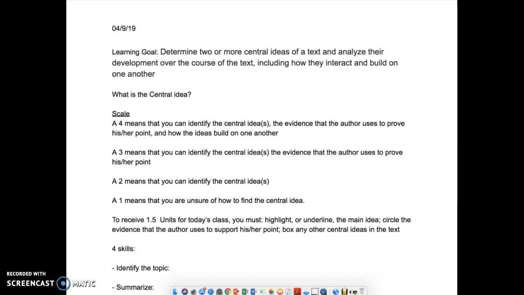Hello and welcome to this April 9th, Tuesday Newsday. Our learning goal should look the same as it has for many weeks. I'm happy to be back after a spring break for my favorite day of the week. Learning goal is to determine two or more central ideas of a text and analyze their development over the course of that text, including how they interact and build on one another. Our scale should look familiar.